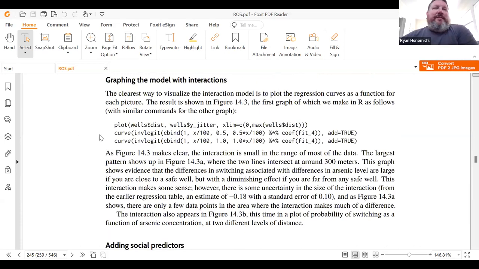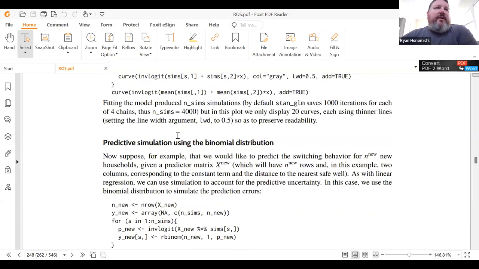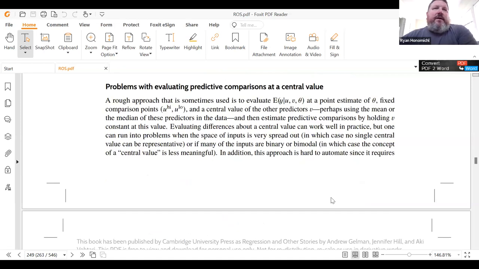I just used the plot_model function from the sjPlot package. I don't know if you remember. Oh yeah, I did forget about that. That's cool. And then I didn't really work on this stuff. I don't know this idea of average predictive comparisons on a probability scale. I've never really dealt with that. So I started working through it, but I ran out of time.